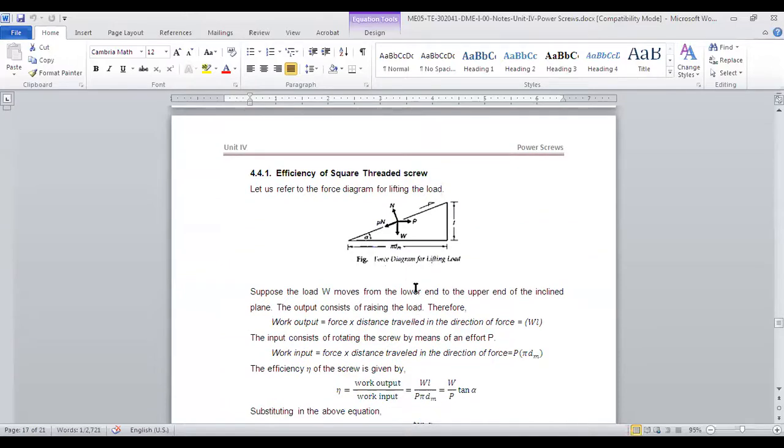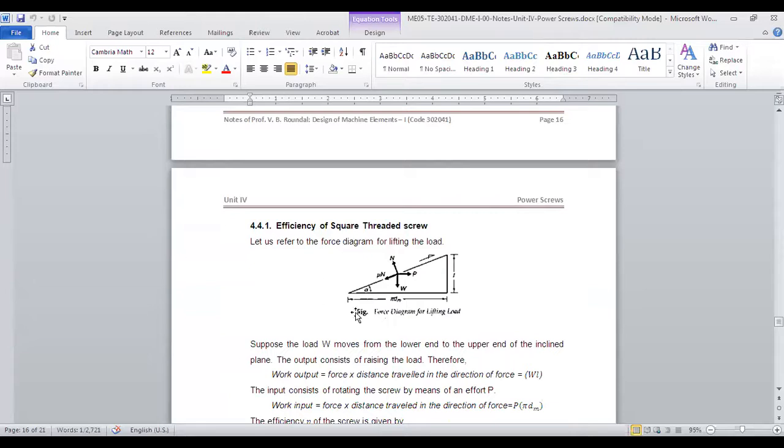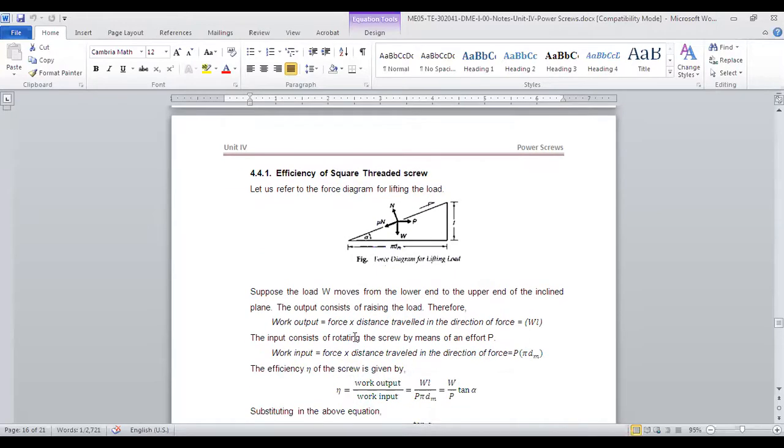And once we understand the concept of efficiency, I will take a numerical on finding out the total torque required to raise or lower the load. We have 10 minutes, because 20 minutes will be given for the lecture. In 10 minutes, I will try to finish the efficiency part.